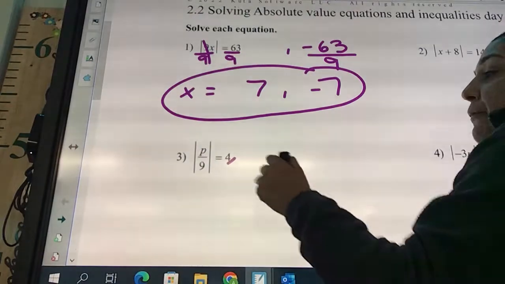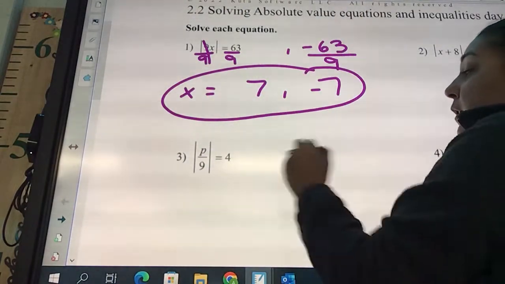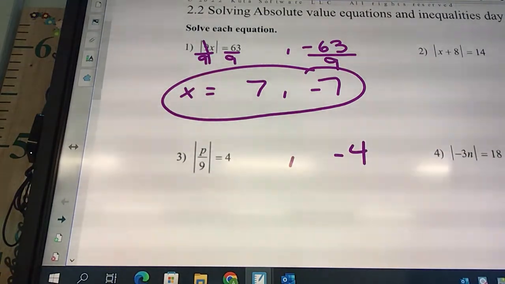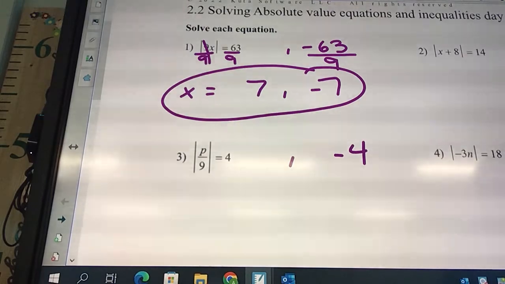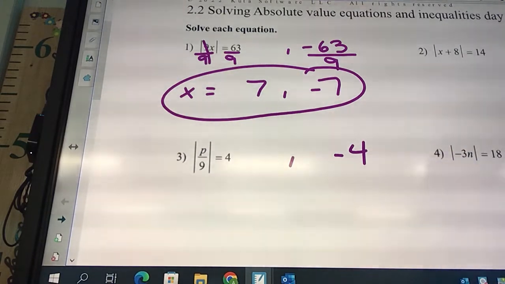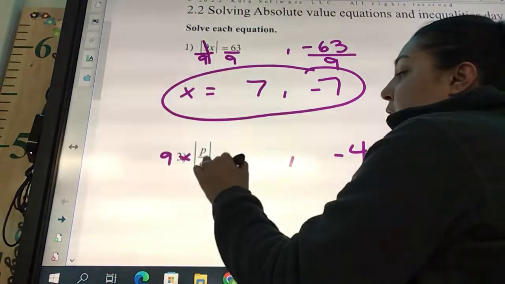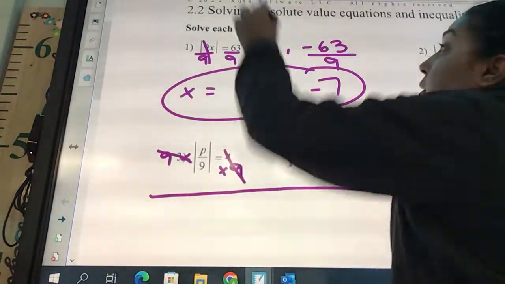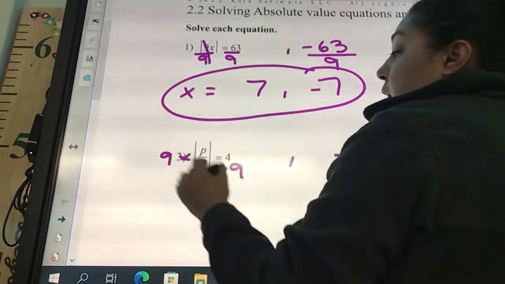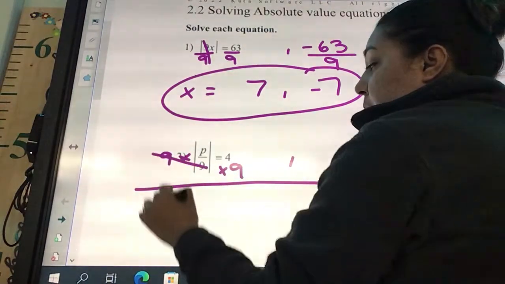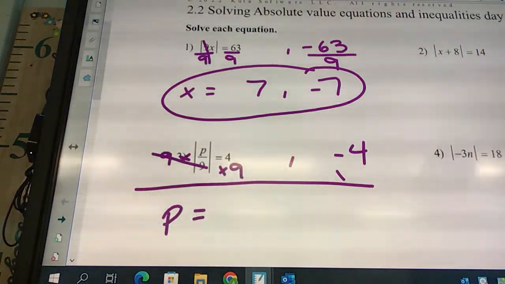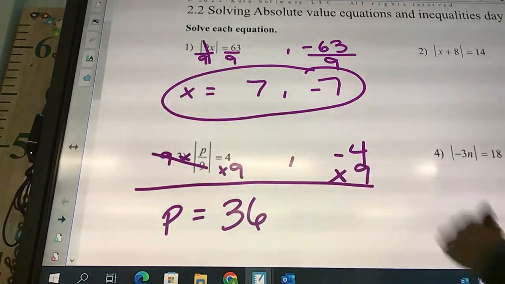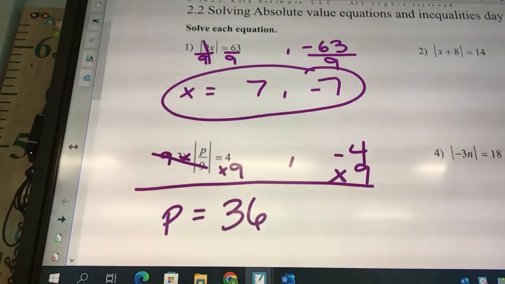So this one I got 4, so we're going to put a comma, what? -4. What is this P over 9? What does that mean? What's the bar mean? It means division, so we need to multiply by 9. So we're going to say times 9, times 9. So you're going to get P equals, what is 4 times 9? 36. -4 times 9. -36.